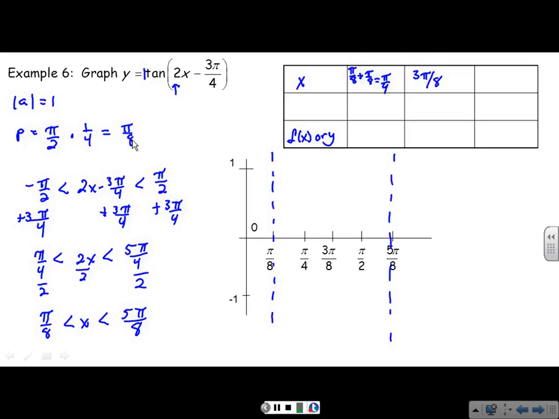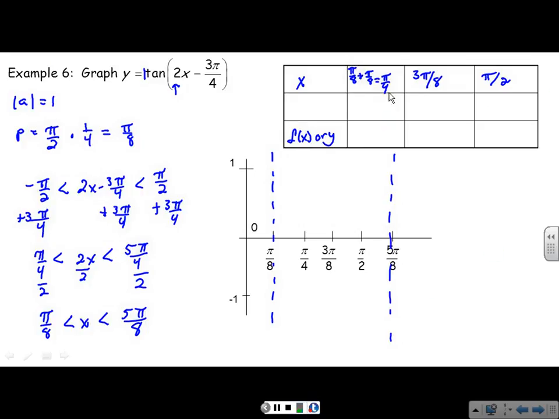Again, that's calculator work. You're going to take pi over 4, 1/4, and add 1/8 to it, and when you do that, you get 3 pi over 8. Then you take 3 pi over 8 and add pi over 8 again, and you get pi over 2. And if you added pi over 8 again, that would get you to 5 pi over 8.